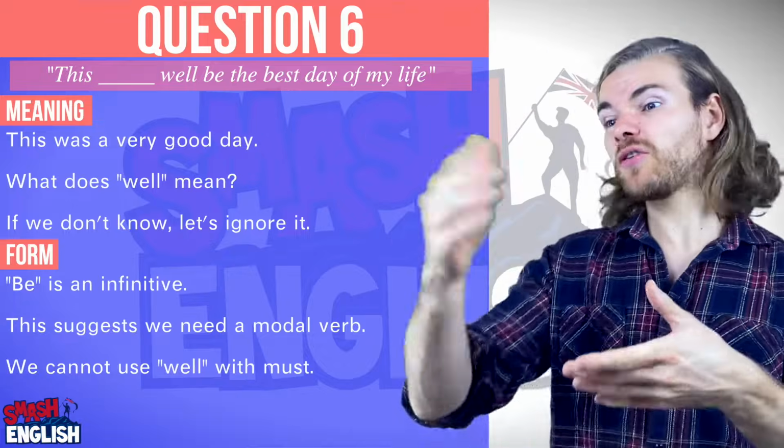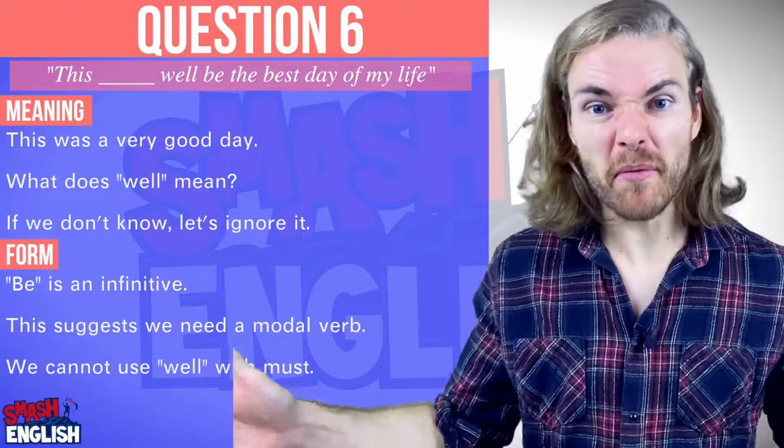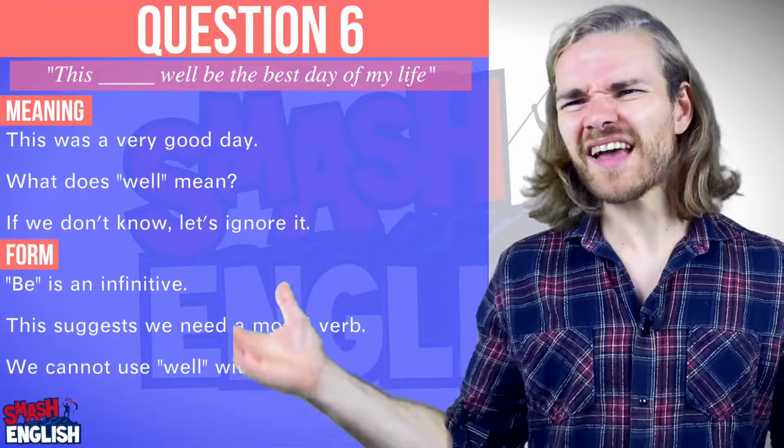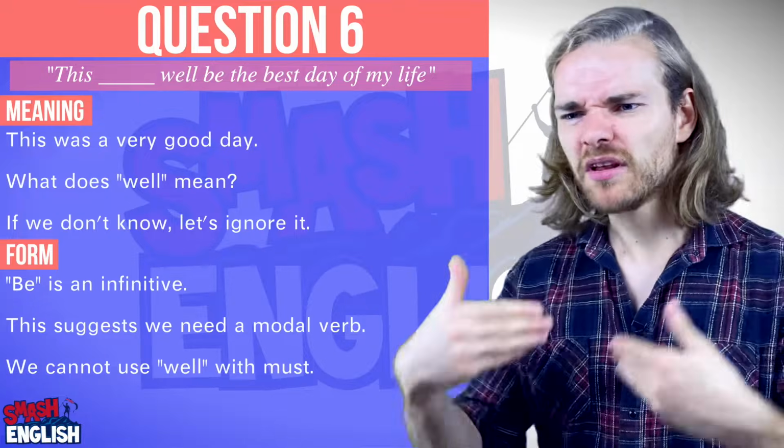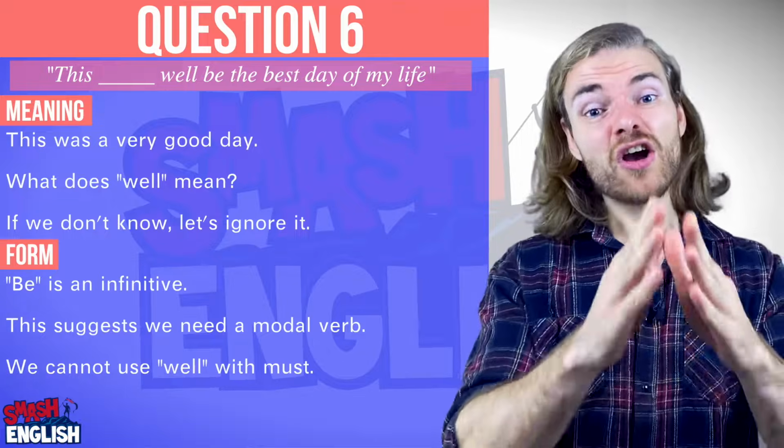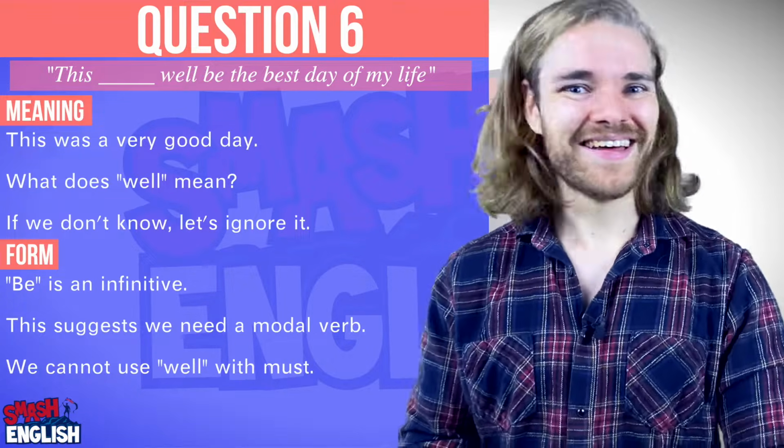If something must be, then it cannot get any more probable than must, and so there's no need to add well, because it's already very probable. So why would we say very, very, very, very probable? It makes no sense. And I could well make a video about that in the future.